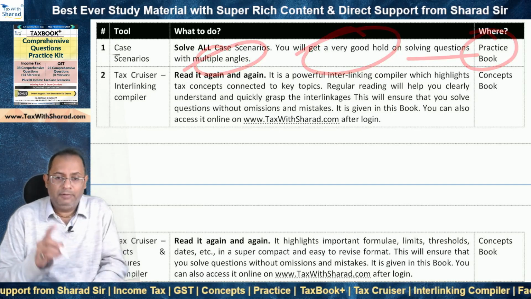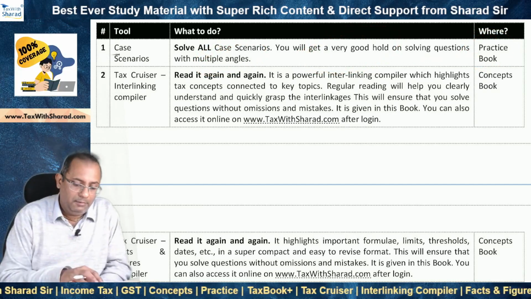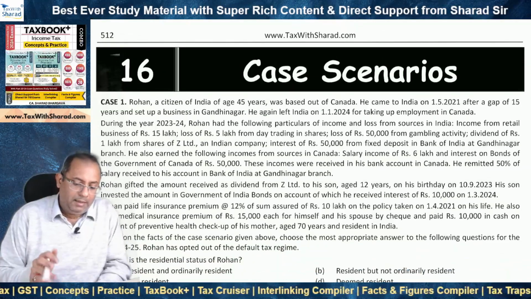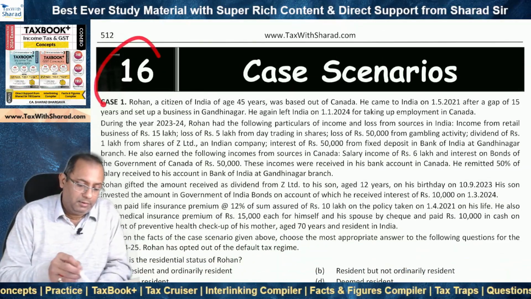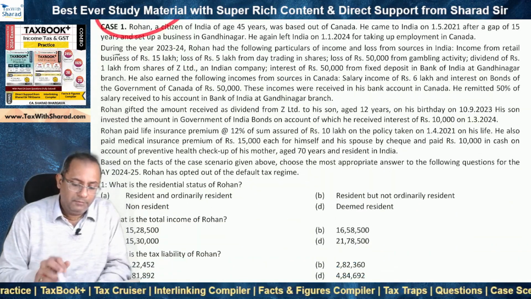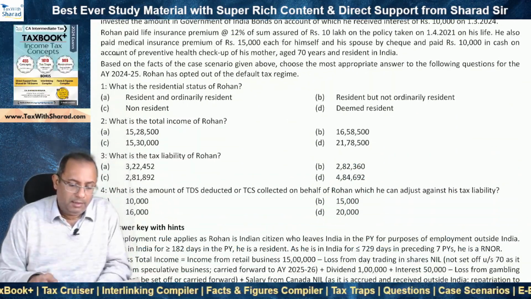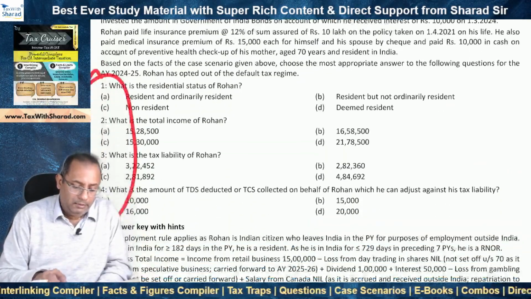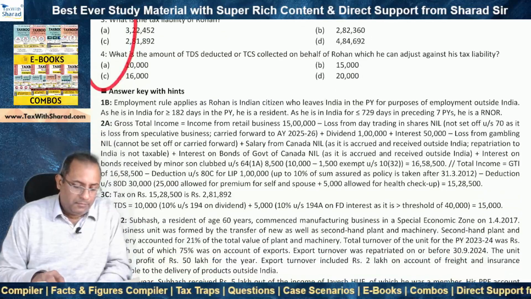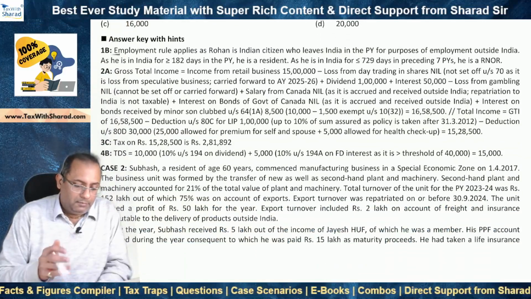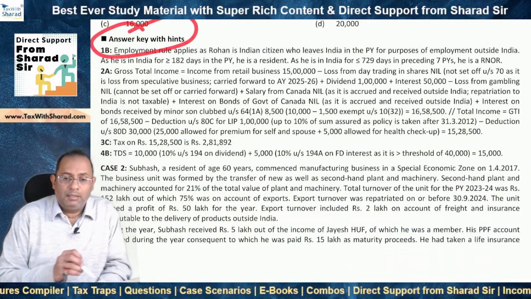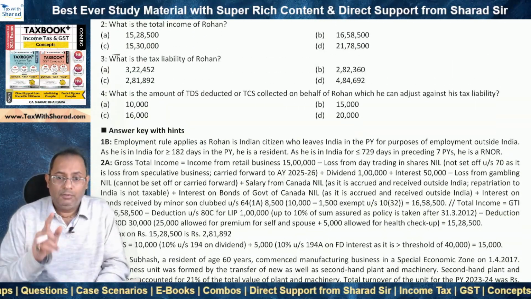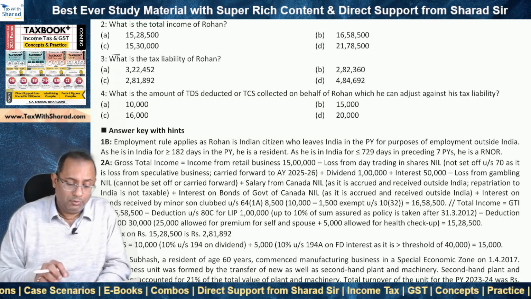And this is something that you will find in the practice book. Currently, they are available for direct tax. So in the income tax practice book, you will have chapter 16 where you will see these case scenarios. There are 20 case scenarios in all. You have got a case, and then you have got 4 MCQ type questions with answer options, and then you have got the answer key with hints as well. So you hide this answer key with hints, you solve it first, and then you cross check your answer with the answer key and go through the hints.